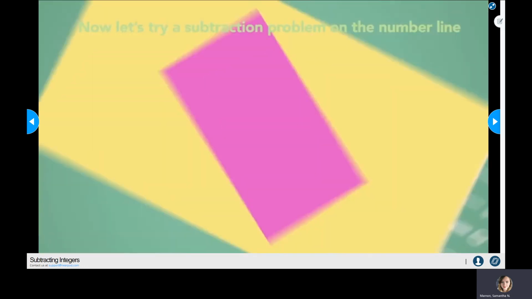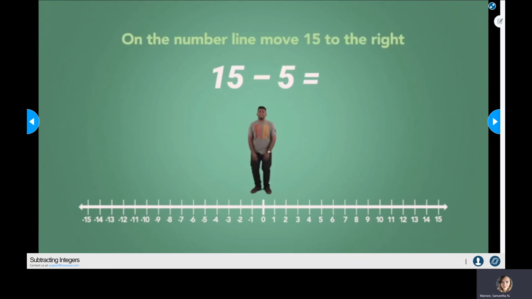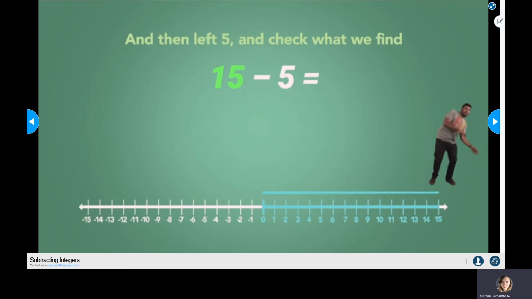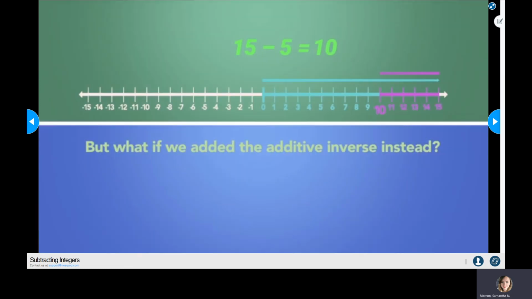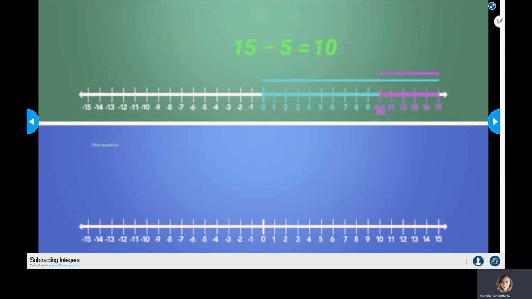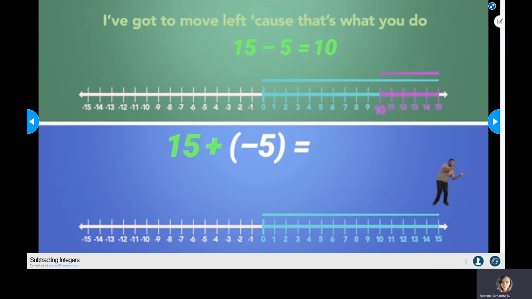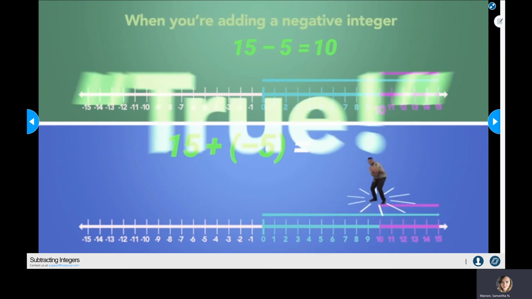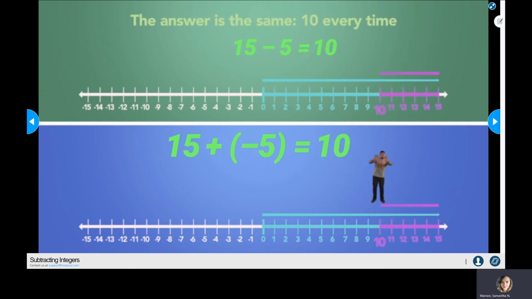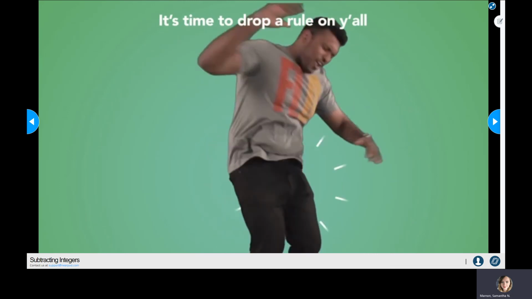And now let's try a subtraction problem on the number line. Like 15 minus 5 on the number line. Move 15 to the right and then left 5 and check what we find. The answer is 10. But what if we added the additive inverse instead? That would be 15 plus -5. 15 to the right is first. Then I've got to move left because that's what you do when you're adding a negative integer. True, the answer is the same. 10 every time when you're adding -5 or subtracting 5. I smell a rule coming on. Good call. It's time to drop a rule on y'all.